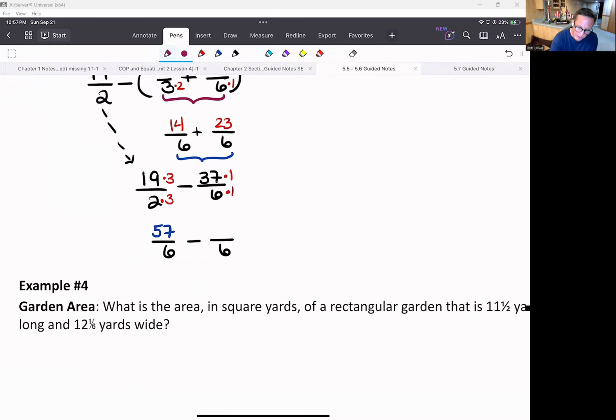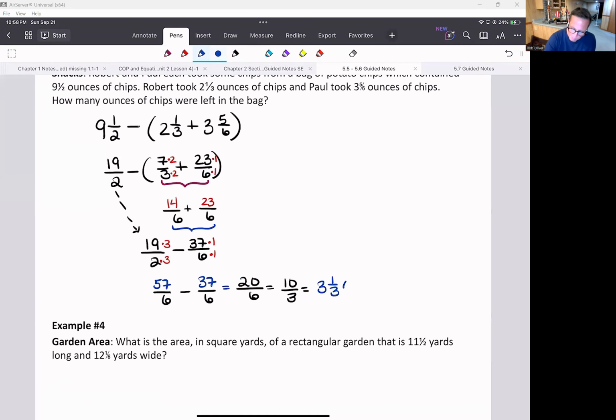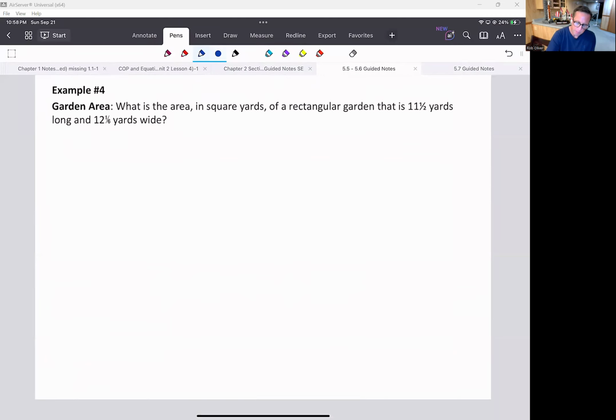It doesn't turn into anything. It stays 37. And so you got 57 minus 37, which is 20. So you got 20 over 6, which reduces to 10 over 3, which if you turn it back into a mixed number, you get 3 1/3. And this is ounces. OZ, abbreviation for ounces.